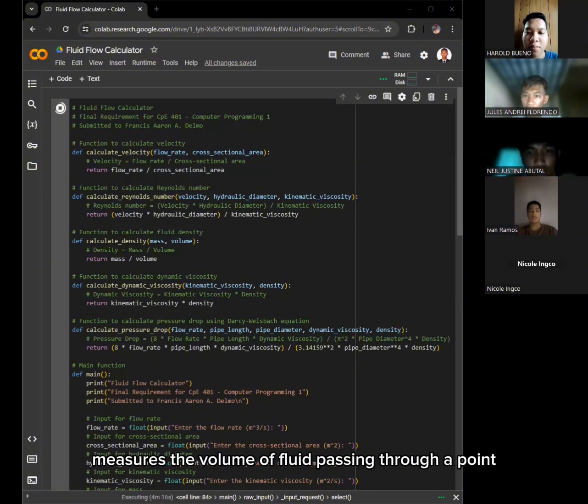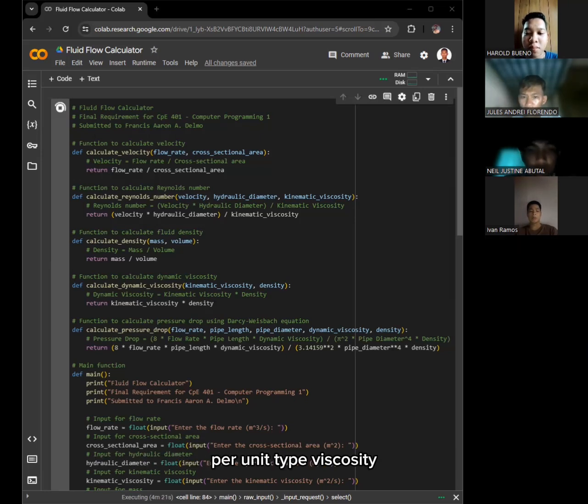Flow rate measures the volume of fluid passing through a point per unit time. Viscosity is the fluid's resistance to deformation. The Reynolds number helps predict flow patterns, and pressure drop indicates the reduction in pressure as fluid flows through a pipe.